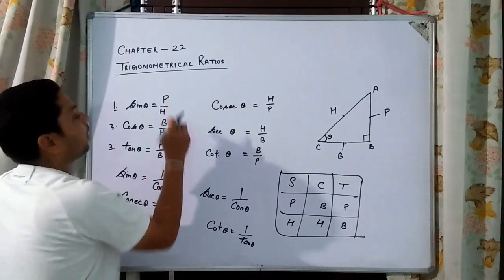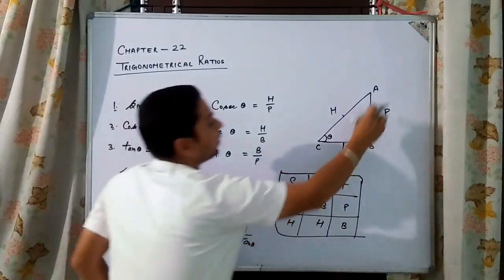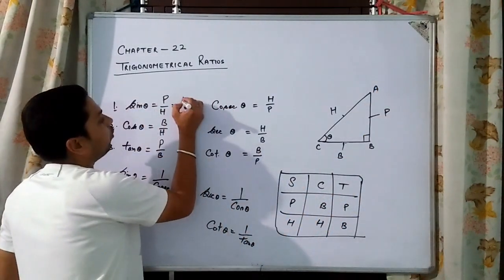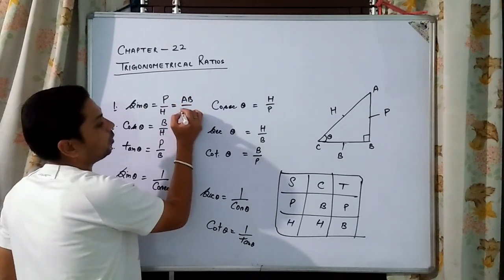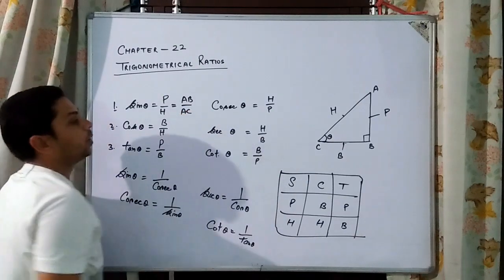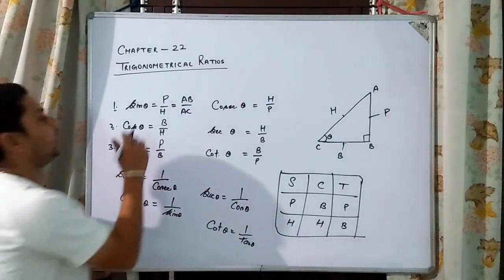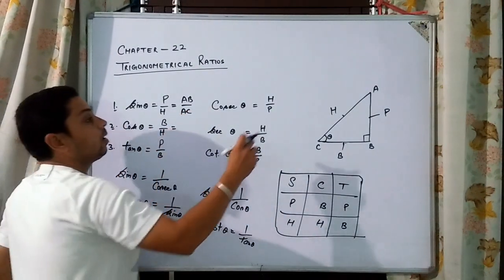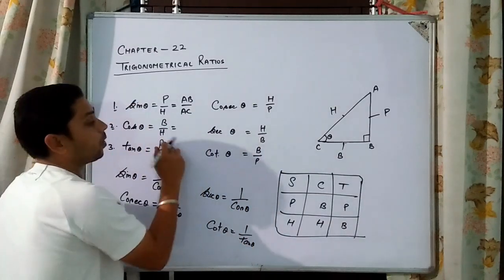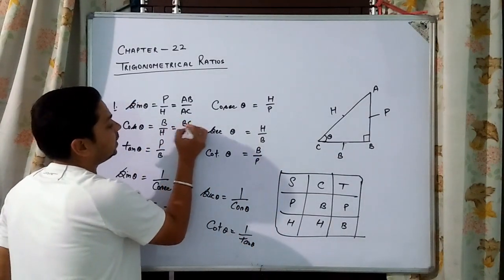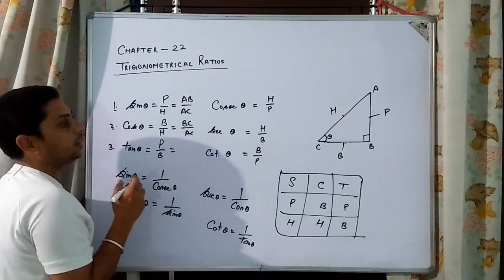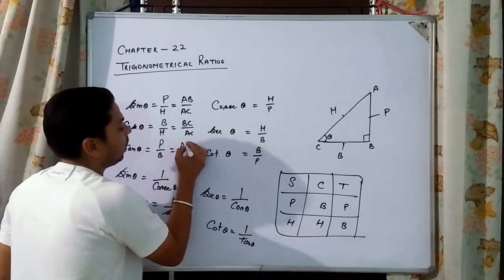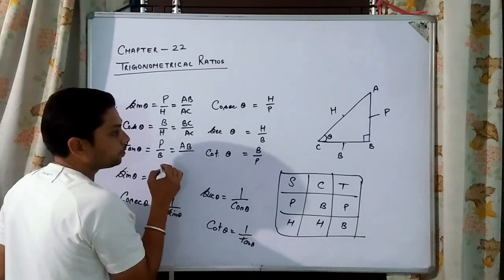Now we have a triangle. What is perpendicular here? Perpendicular here is side AB, upon what? Hypotenuse. Hypotenuse is AC. Similarly, what is cos of theta? Cos theta we have base upon hypotenuse. Base is BC over AC. What is tan of theta? Tan of theta is AB over BC.